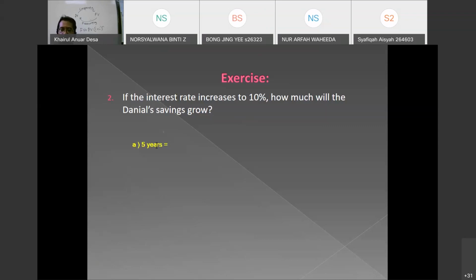Okay, 5 years. How about the answer? Not how much the amount increased, the total answer. 3 to 210.20.